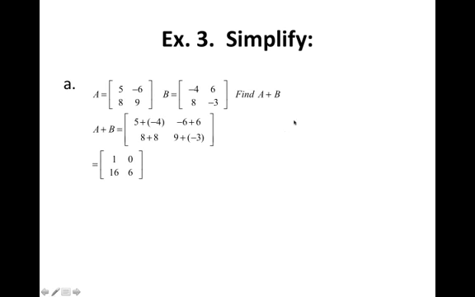So for the first one, we do have both are 2 by 2s, so you just add the corresponding elements. So we'll have 5 plus negative 4, negative 6 plus 6, 8 plus 8, and 9 plus negative 3. And so that gives us 1, 0, 16, 6. And that is our sum, A plus B.